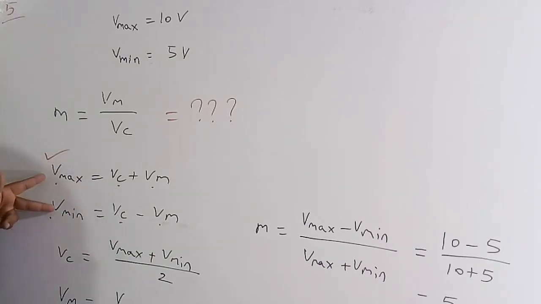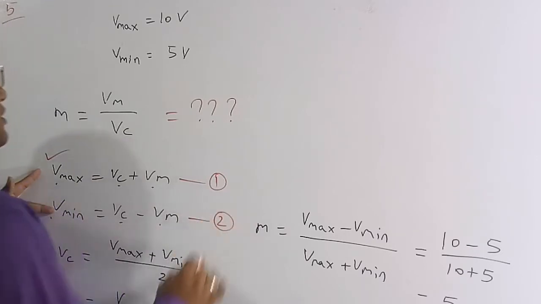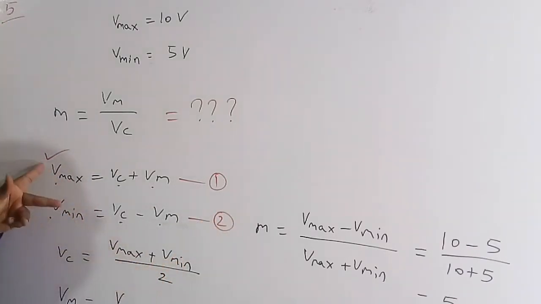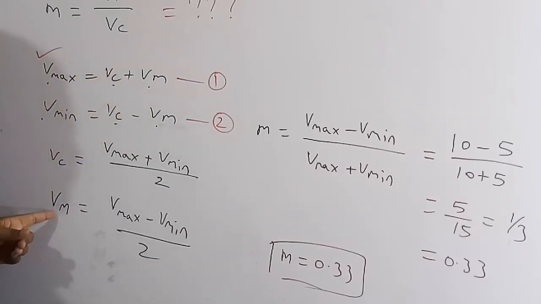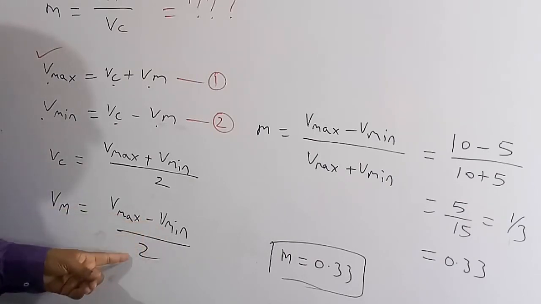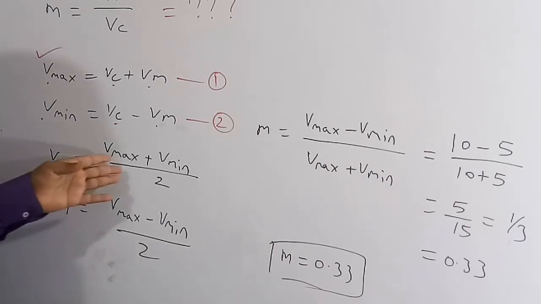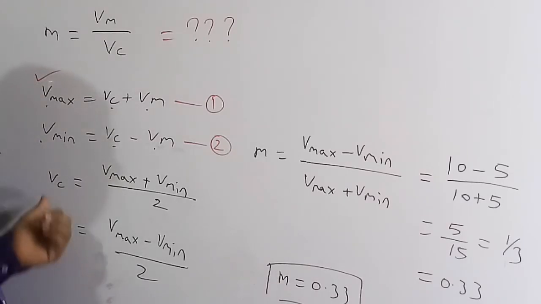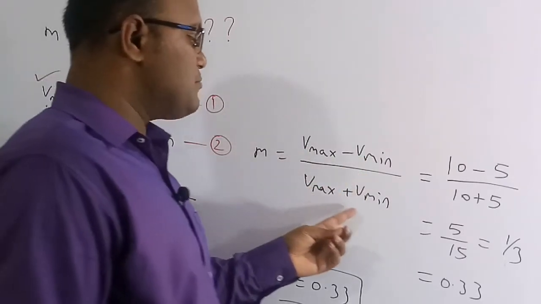If you do the addition of these two equations, we get Vc is equal to (Vmax plus Vmin) by 2. And if you subtract these two equations, 1 minus 2, we get Vm is equal to (Vmax minus Vmin) by 2. So we know the value of Vc and the value of Vm in terms of maximum and minimum values. M is nothing but Vm by Vc, so now I am going to divide Vm by Vc. Therefore I get m is equal to (Vmax minus Vmin) by (Vmax plus Vmin).